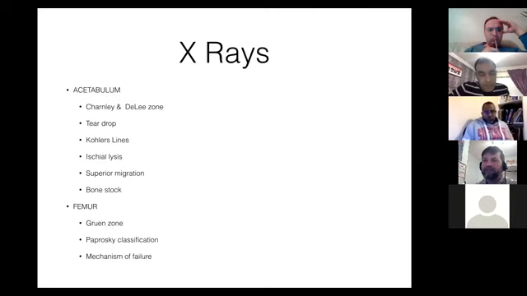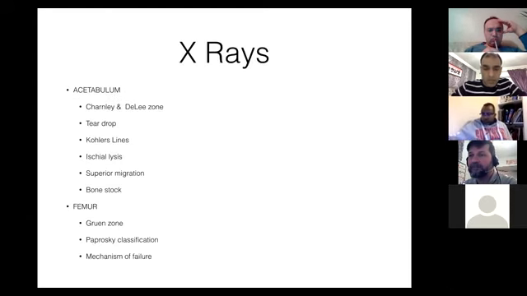Again, I always ask for more views. If only your AP view is visible, just ask for the lateral as well, because you may get surprised. I've seen a femoral stem coming out of the femur on the lateral view, which looked slightly normal on AP views. So Gruen zones, comment on AP and lateral.